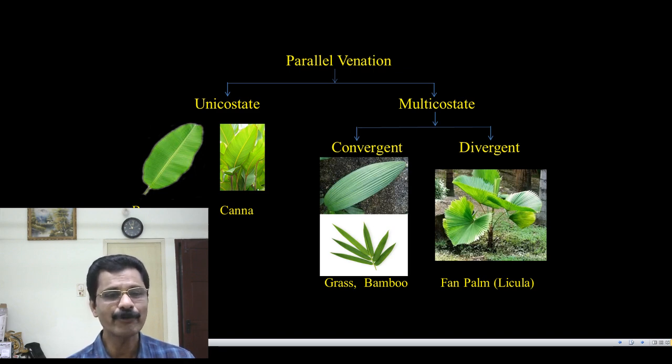So, venations are of two types in angiosperms, reticulate venation and parallel venation. I am telling about angiosperm morphology; that is why we are concentrating only on reticulate venation and parallel venation. Furcate venation is seen only in pteridophytes, especially ferns. Reticulate venation is of two types, unicostate and multicostate. Multicostate reticulate venations are of two types, convergent and divergent. Right? Parallel venation is also classified into two, unicostate parallel venation and multicostate parallel venation. Unicostate parallel venation is the most common type seen in banana, canna, etc. Multicostate parallel venations are of two types, convergent type and divergent type.